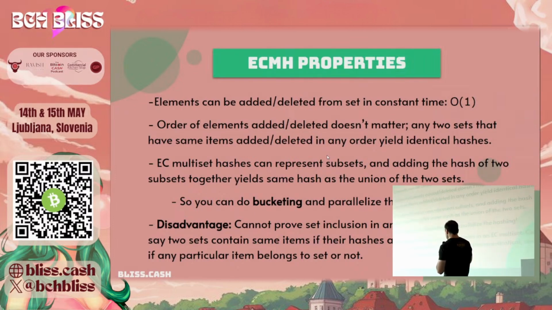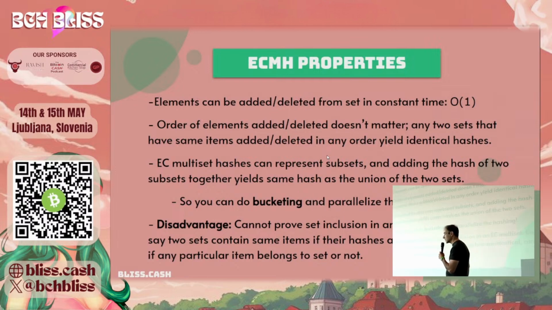And so an EC multiset hash can represent a set, like a subset, and the union of the two sets is just adding the two EC multiset hashes together, and you get another point on the curve. That's like the sum of all of them, so like the union of all of them. And that's pretty cool because then you could break up your problem really easily into buckets. Like you can parallelize it.